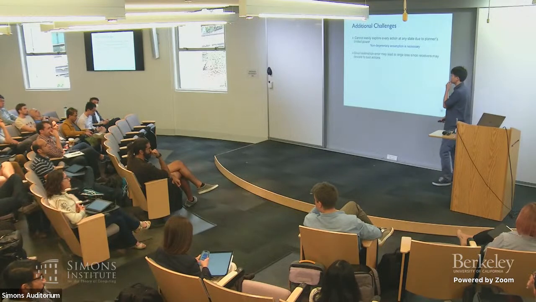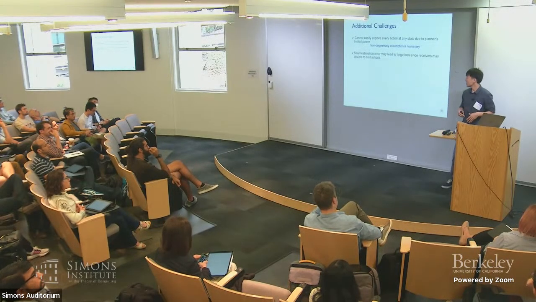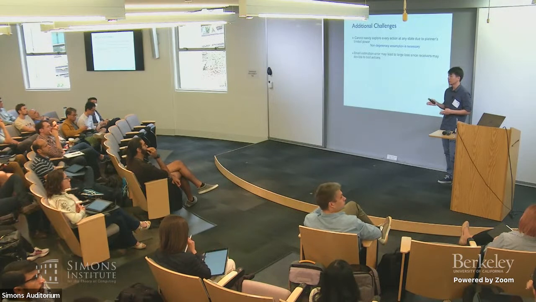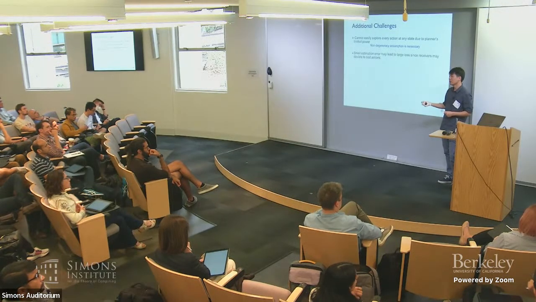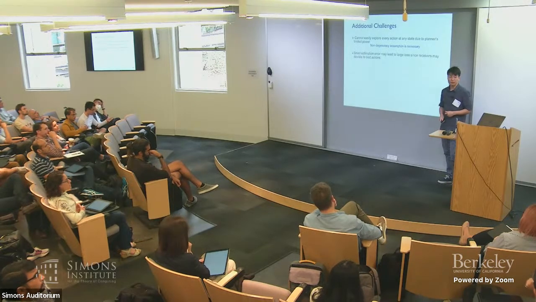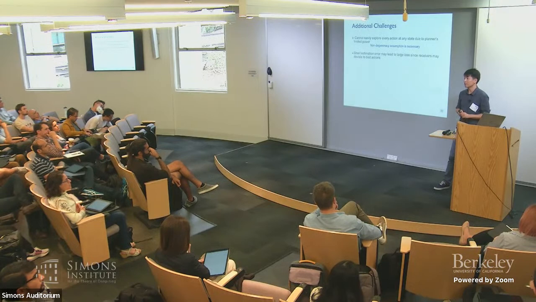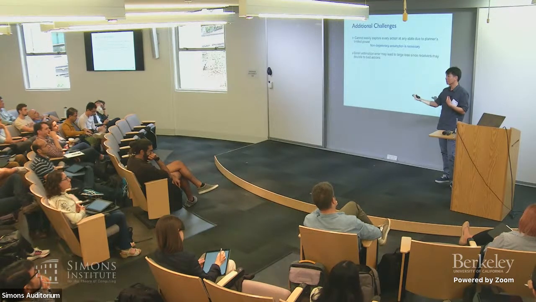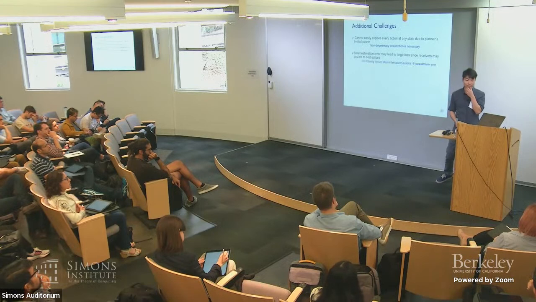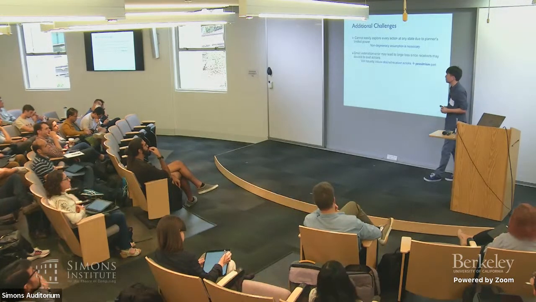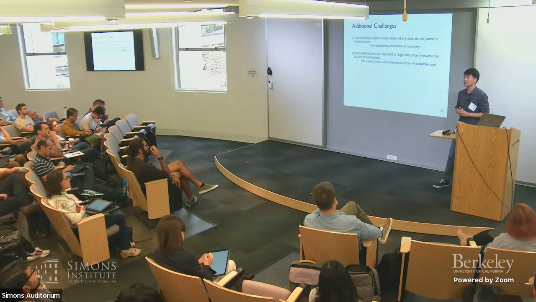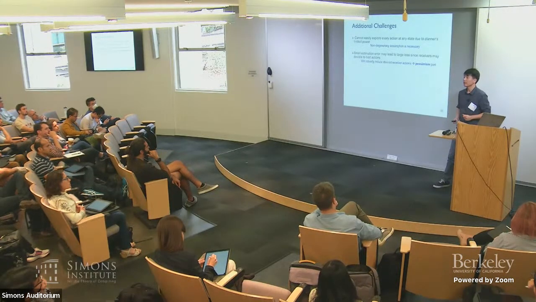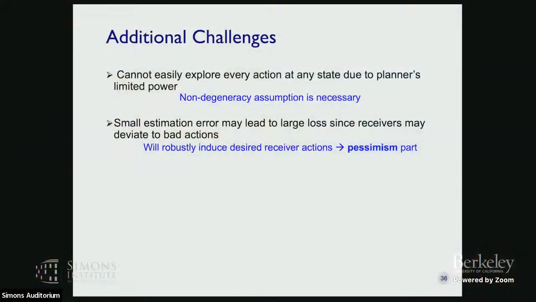Another challenge is that here a small estimation error may lead to a large loss. If you have a small estimation error, maybe your utility doesn't change much, but the receiver may switch to a completely different action, which may be a disaster for you. This is really due to the multi-agent situation: sometimes my utility changes a little bit, but my opponent may switch his action, which may harm me. So to handle this, we try to robustly induce some desired receiver action. We make sure that within all the uncertainties, I will induce the same receiver behavior robustly. That's what we mean by the pessimism part in our algorithm design.